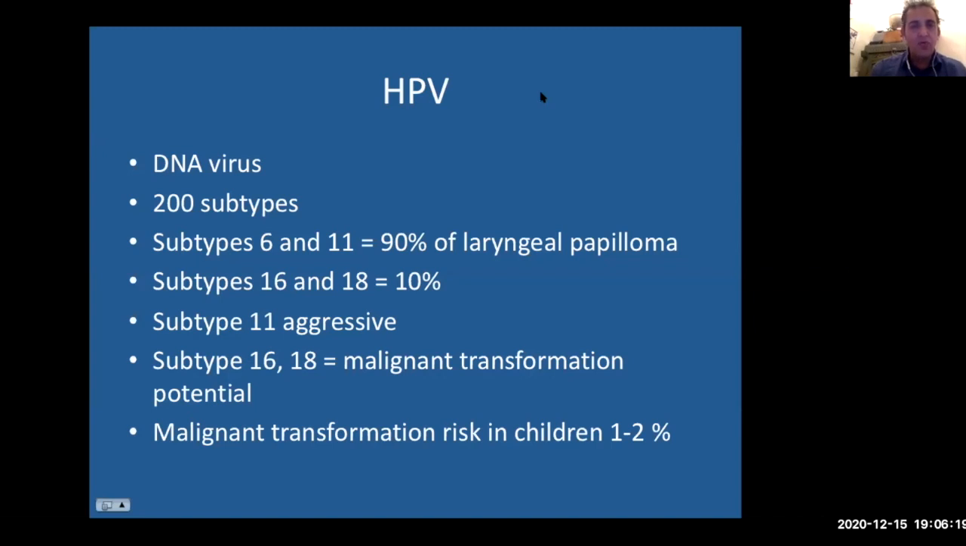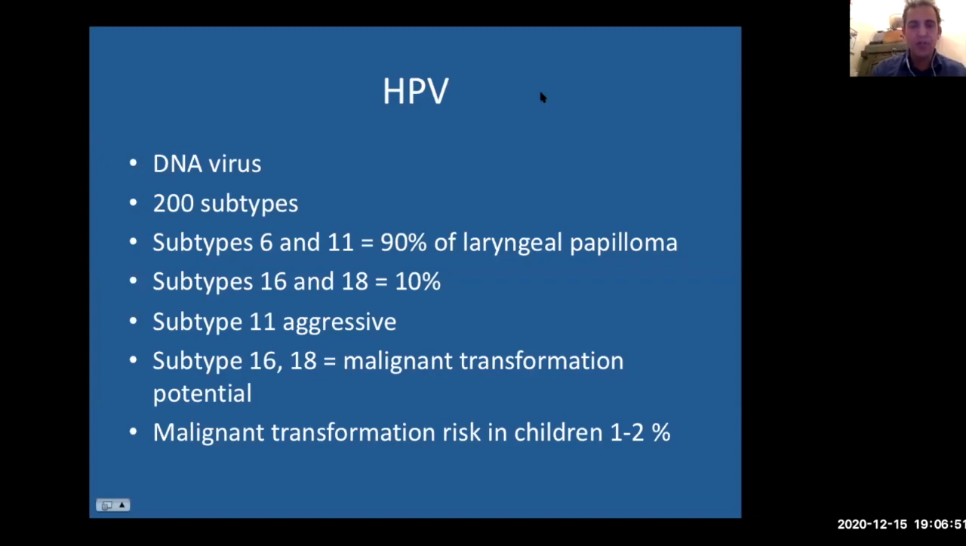The four relevant subtypes within ENT are 6 and 11, which account for 90% of laryngeal papillomatosis, and 16 and 18, which are much less at 10%. The relevance of the subtyping is that you can discuss with patients that if it's subtype 11, they're likely to have more aggressive disease, and if it's subtype 16 or 18, there is a higher chance of malignant transformation potential.